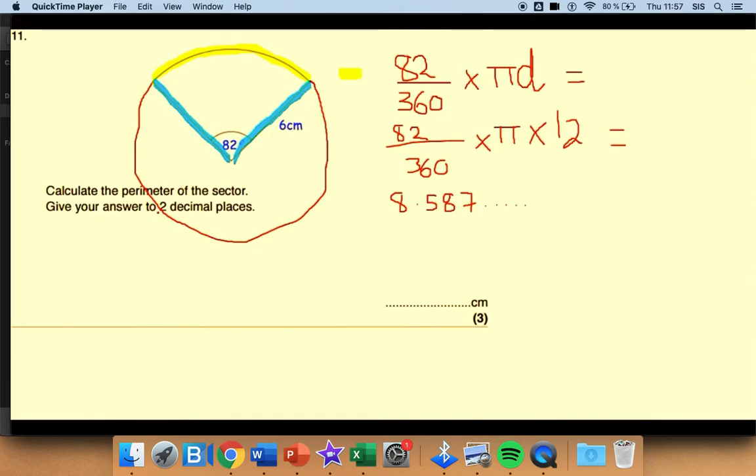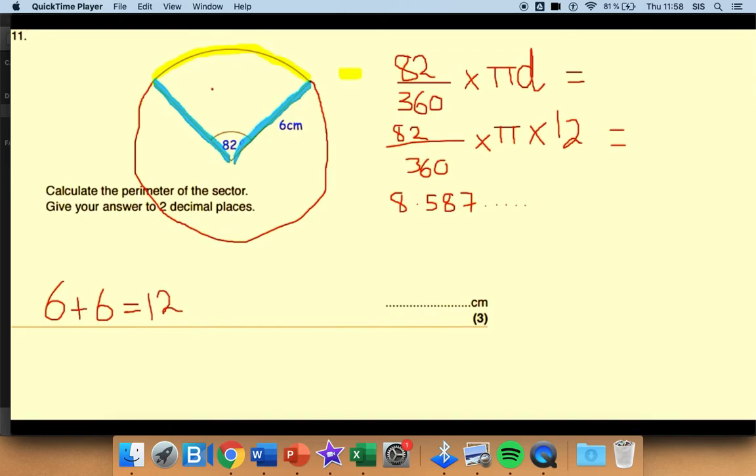Now, when I'm doing several steps to a problem, I always keep it to quite a few decimal places, because then in the final step you can add these two things together and what you'll get is a more accurate answer. The final step then is to find out what the blue sides are.